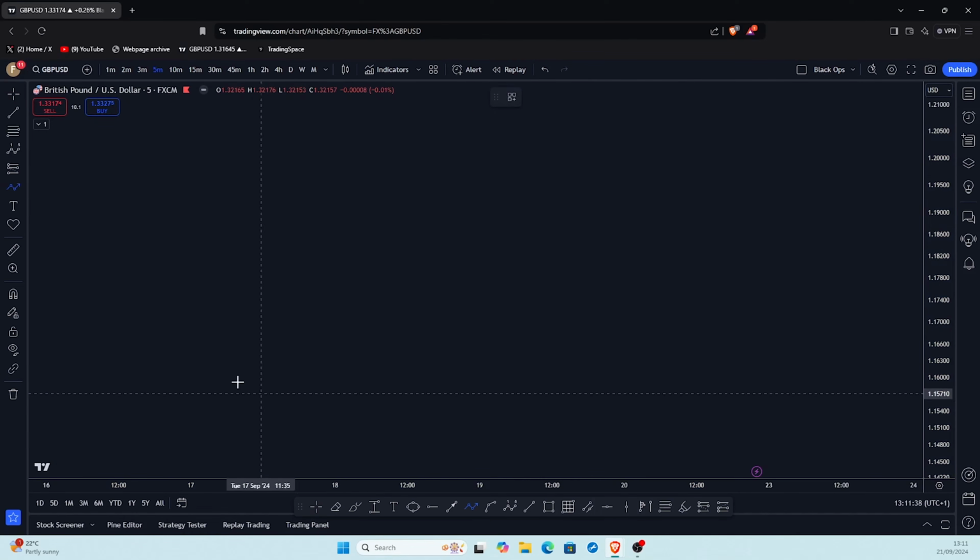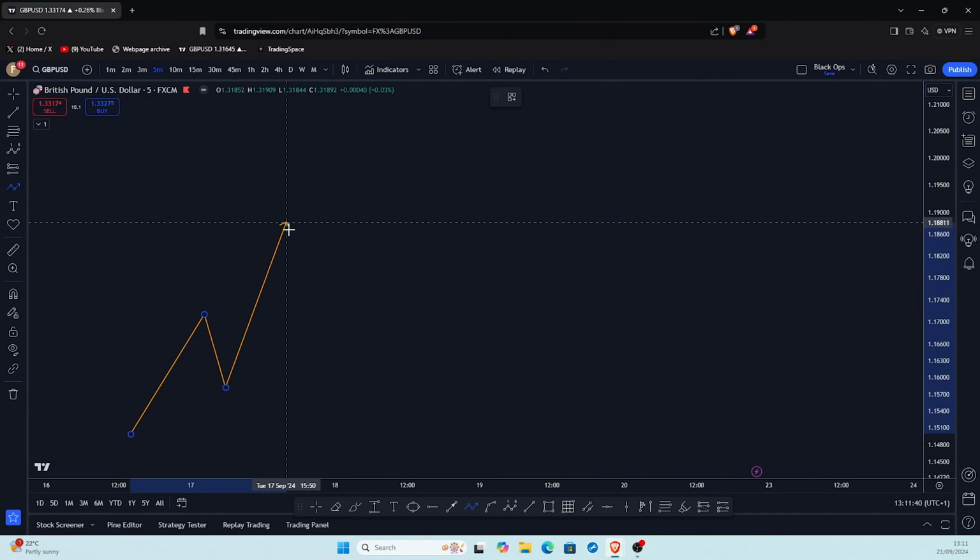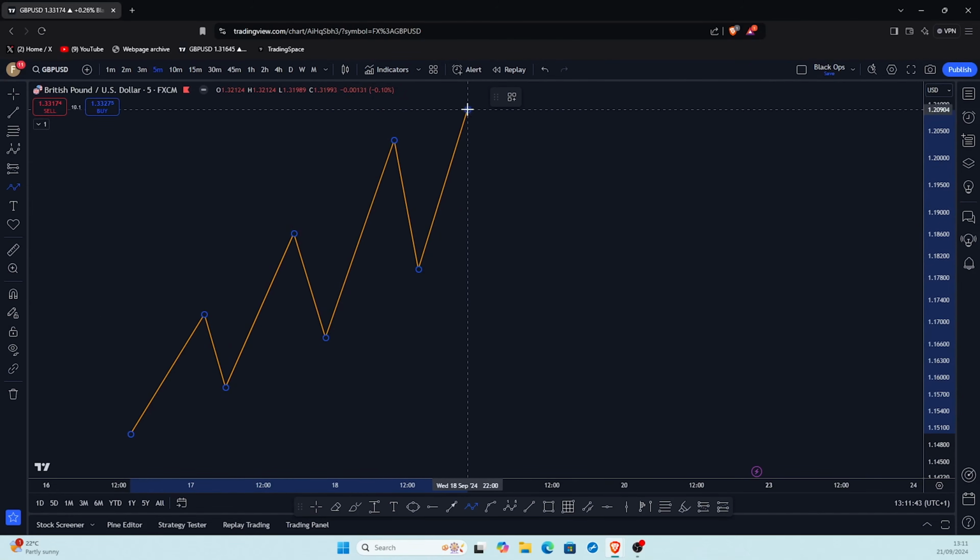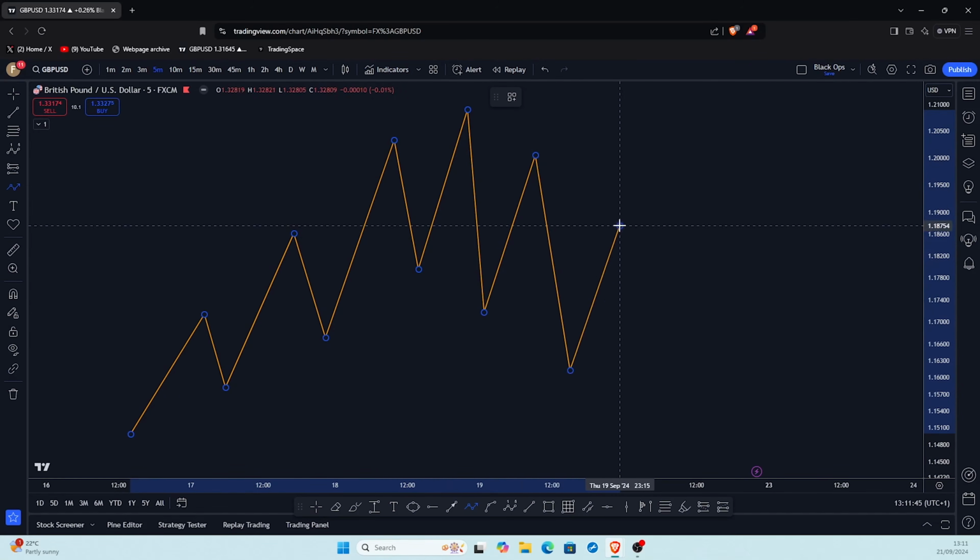Now let's go over a very similar example, but with price action that we're probably more familiar with, where we get something like this. Top, top, top, top.